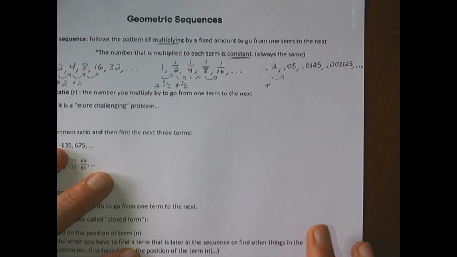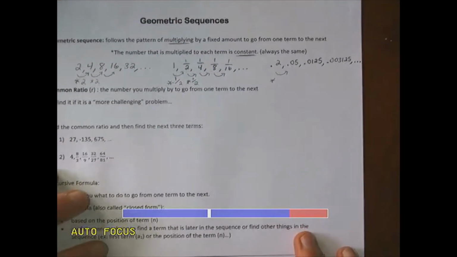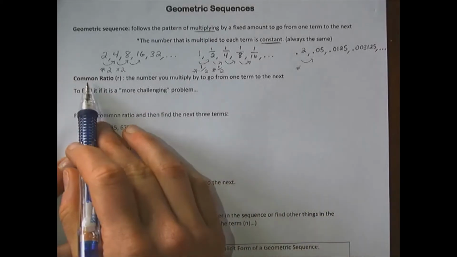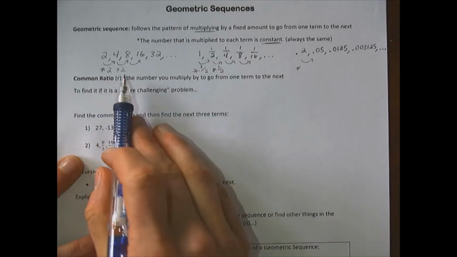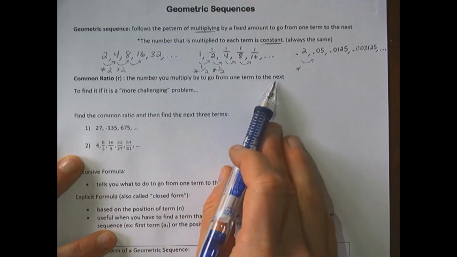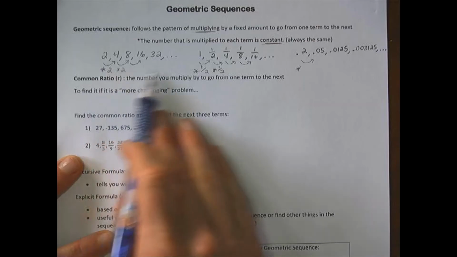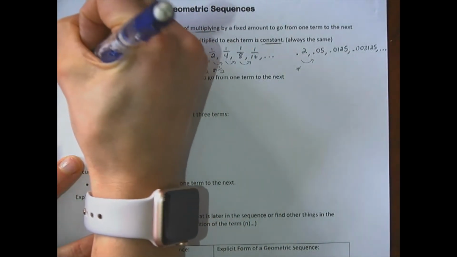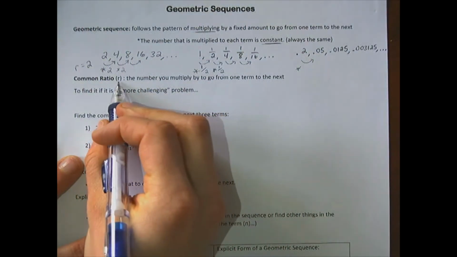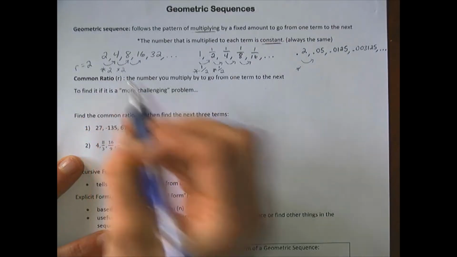Before we talk about this, that brings me to what's called the common ratio. The number that we multiply by to go from one term to the next is called your common ratio. So for the earlier one, the common ratio, which they label with an R, is 2, because we were multiplying by 2 to go from one term to the next.